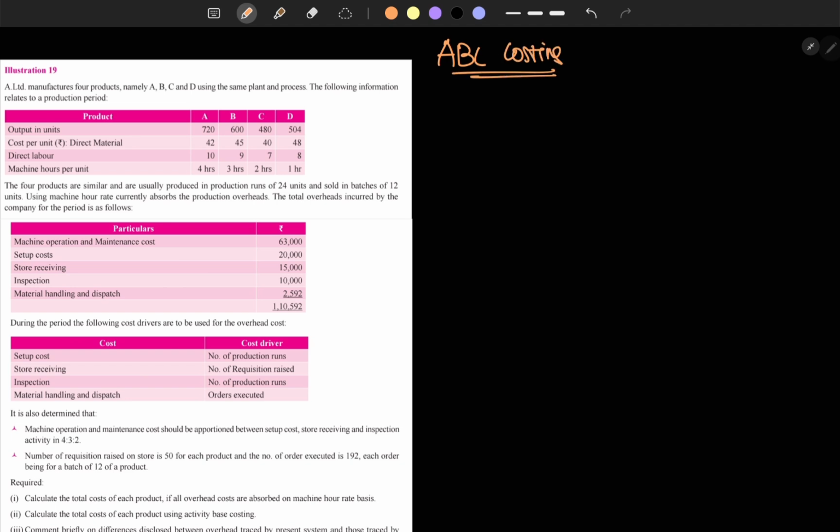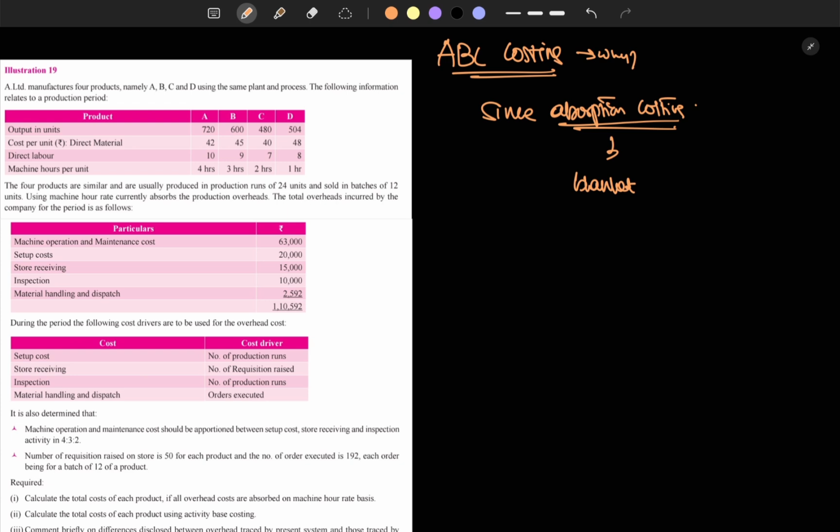Okay, why is there ABC costing? Since we already have absorption costing, why is there a new costing method, which is the overhead costing method? Do we need to have it in our system? Why? This is why: because absorption costing is a blanket overhead rate. It doesn't have any specific or detailed manner of costing. This is like a blanket overhead rate.